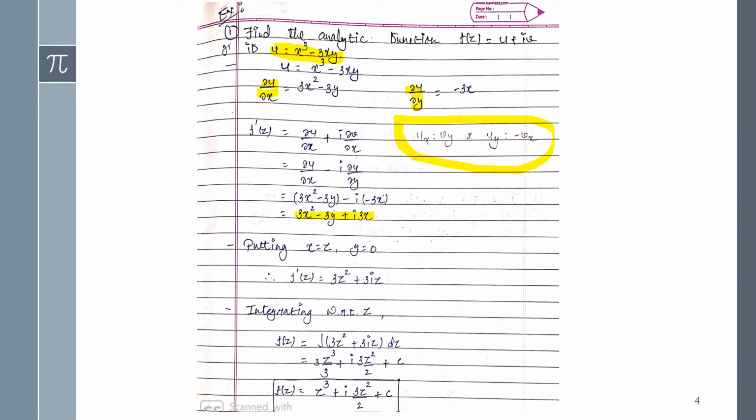Now you have to apply the third step. In the third step you have to put x equals z and y equals 0. As you can observe here, I'm now applying x equals z and y equals 0. So where there is x, what do you have to write? z. So it will be 3z square. Now y is 0, so this one will be 0, that is, this one will be 0 guys. And again in place of x we will put z, so that will be 3iz.